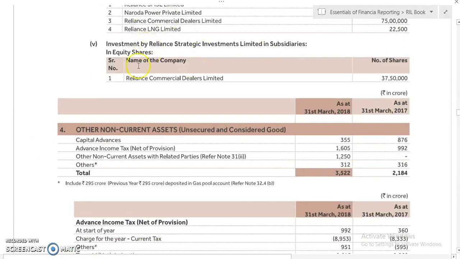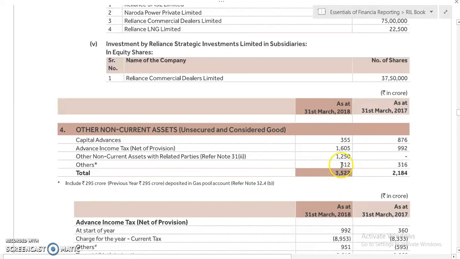Other non-current assets are capital advances and advance income tax, which is normal in companies, where they give advance income tax to the government, which is required by law. And then here you can see capital advances also. They may have paid some money for buying assets in advance. You will see a little bit of an asterisk here. The auditors have put comments here.